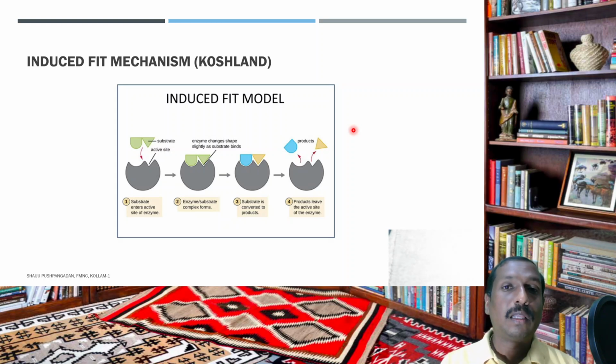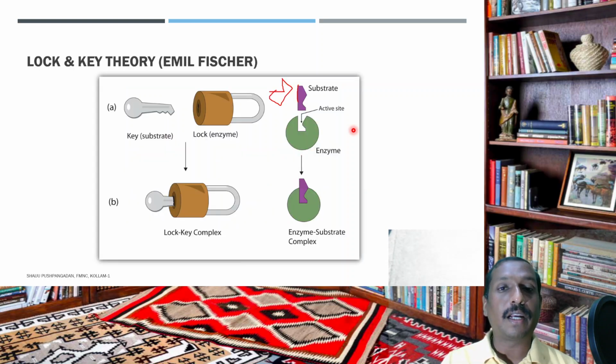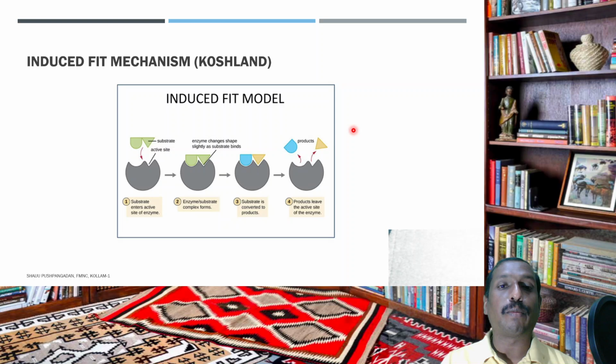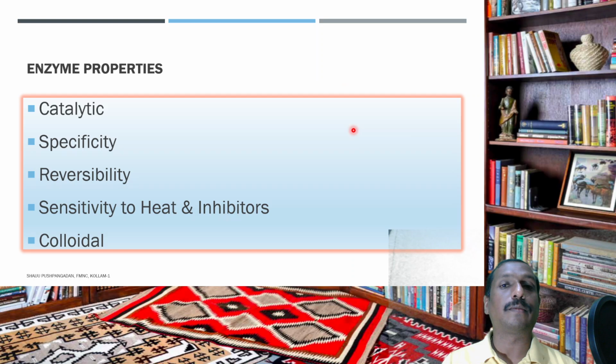So there are two theories or two mechanisms to explain Michaelis-Menten's concept of enzyme action. The first theory is proposed by Emil Fischer, which is called the lock and key theory, and the second theory is proposed by Koshland, and it is called the induced fit mechanism.